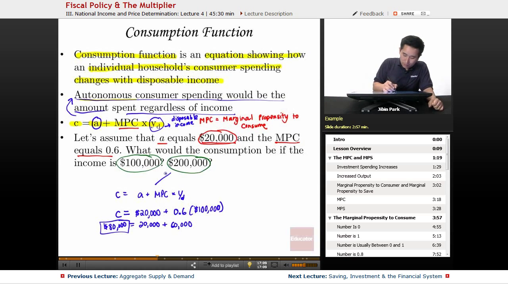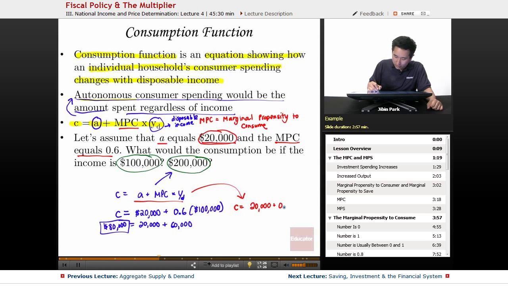Now, what happens if your income is $200,000? Well, again, you use the same equation: C equals A plus MPC times disposable income. So C equals, again, you're going to spend that $20,000 no matter what, plus 0.6 now multiplied by $200,000 instead of $100,000. So you have the $20,000 plus 60% of $200,000, which is $120,000. Add that to $20,000 and you're going to spend $140,000.